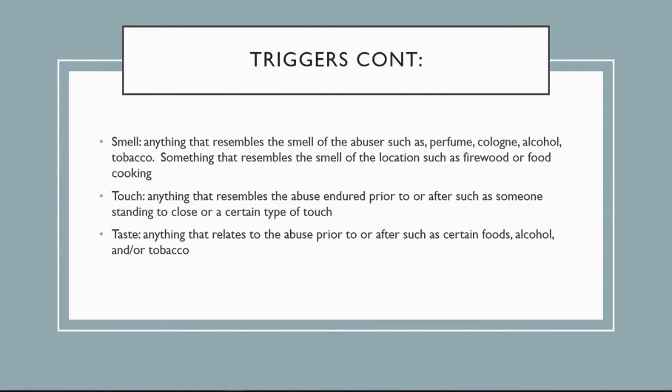Smell. Anything that resembles the smell of the abuser, such as perfume, cologne, alcohol, or tobacco. Something that resembles the smell of the location, such as firewood or food cooking. Touch. Anything that resembles the abuse endured prior to or after, such as someone standing too close or a certain type of touch. Taste. Anything that relates to the abuser prior to or after, such as certain foods, alcohol, or tobacco.